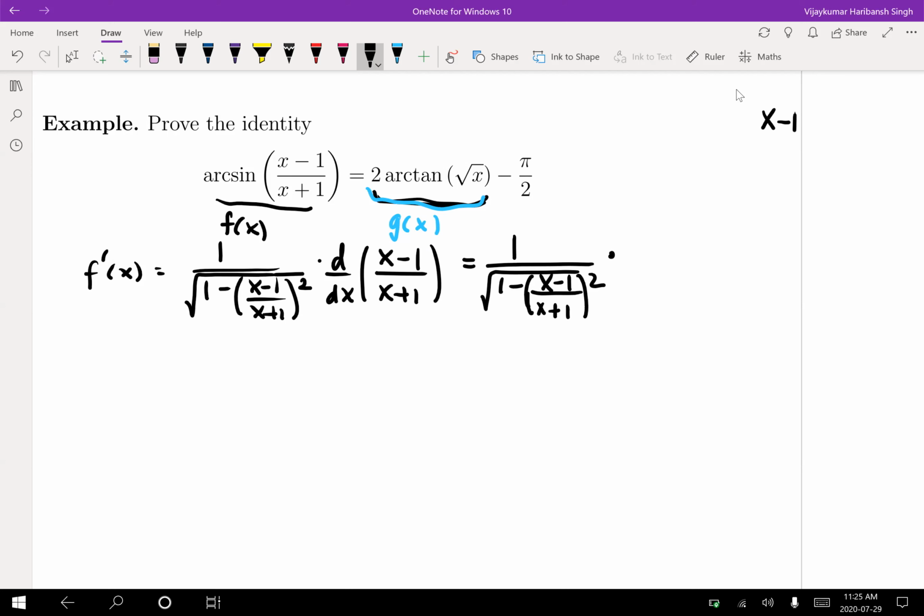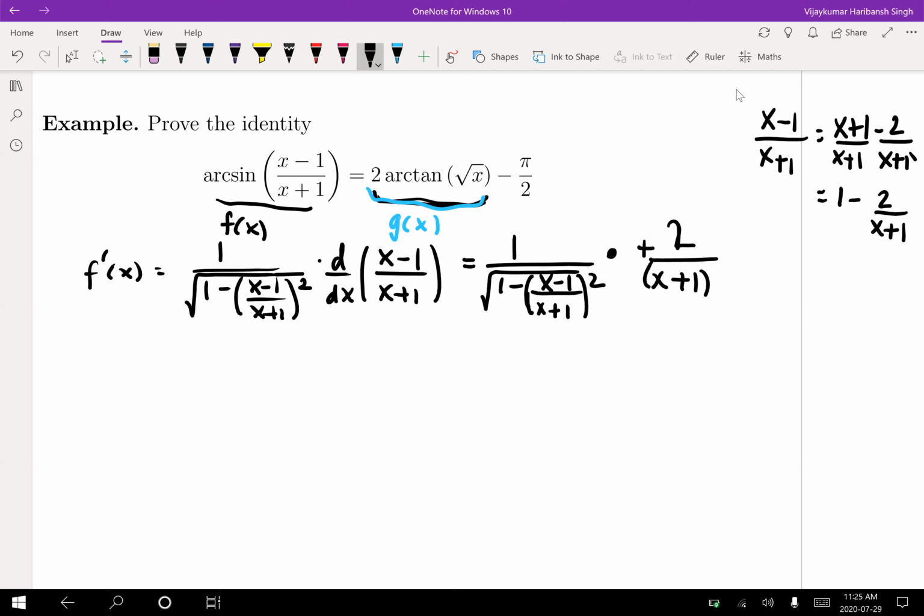So x minus 1 upon x plus 1 can be written as x plus 1 minus 2 upon x plus 1. Yeah, so I can directly apply the derivative laws. What is the derivative of this? The first one is 1, so this is the same as 1 minus 2 upon x plus 1. The derivative of 1 over x is minus 1 by x squared, so it's going to be plus 2 by x plus 1 squared.